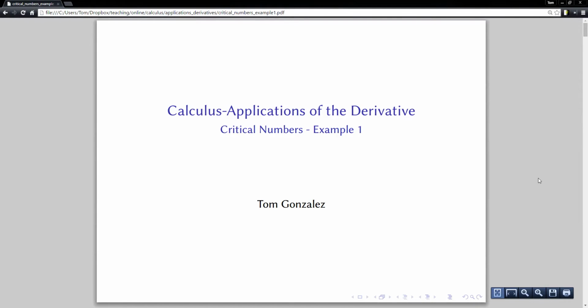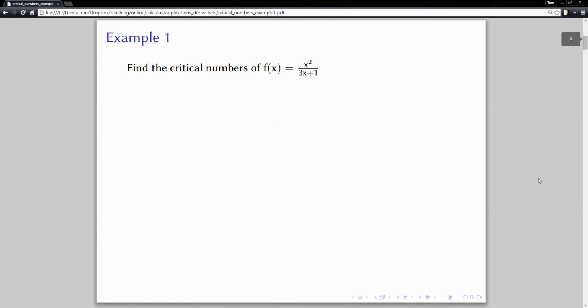In this video, we are going to take a look at an example of how to find the critical numbers. We want to find the critical numbers of the function f of x equals x squared over 3x plus 1. This is a rational function, which is a polynomial divided by a polynomial. The first step is to find the domain of f.